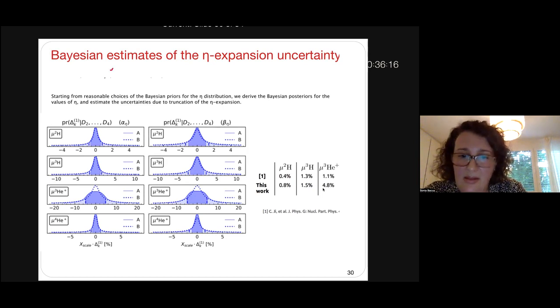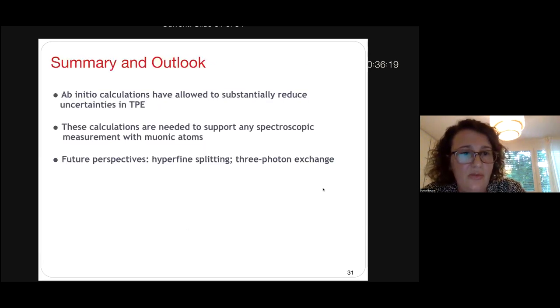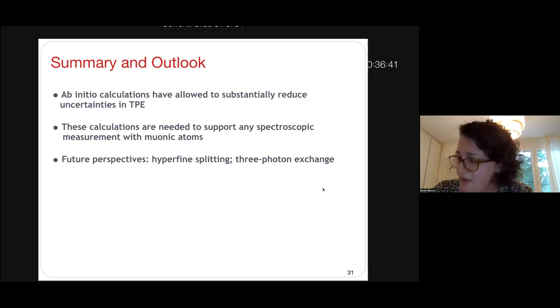And I think this brings me to the conclusion that it was really clear that this ab initio approach allowed us to reduce the uncertainties. The experimentalists are happy about that, but they would like, of course, it to be more precise. And these calculations are absolutely important for them. In the future, we'd like to look into things like the 3-photon exchange and potential corrections in the hyperfine splitting. That's interesting because it lets you look at magnetic properties like magnetic radii.